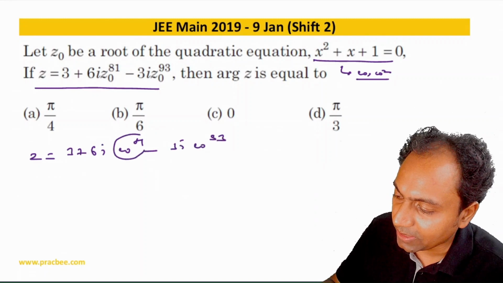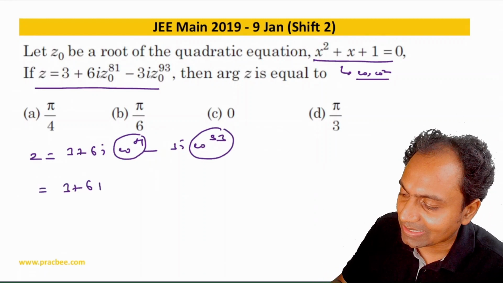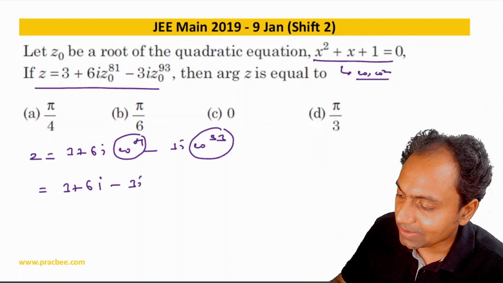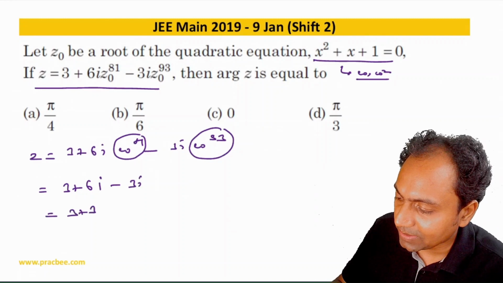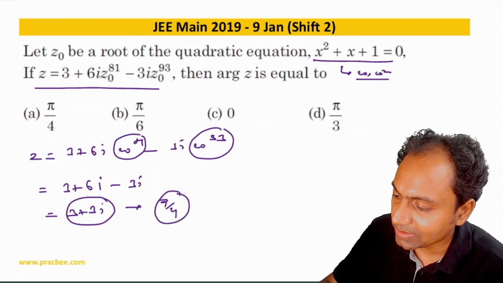Now this is also a multiple of 3. This is also a multiple of 3. So both of them will become 1. So this becomes 3 plus 6i minus 3i, or it is nothing but 3 plus 3i. If you look into this, the argument of this comes out to be pi by 4. Hence option A becomes correct.